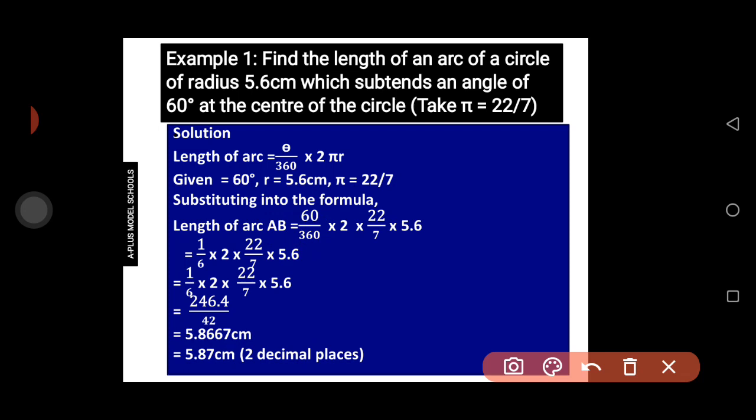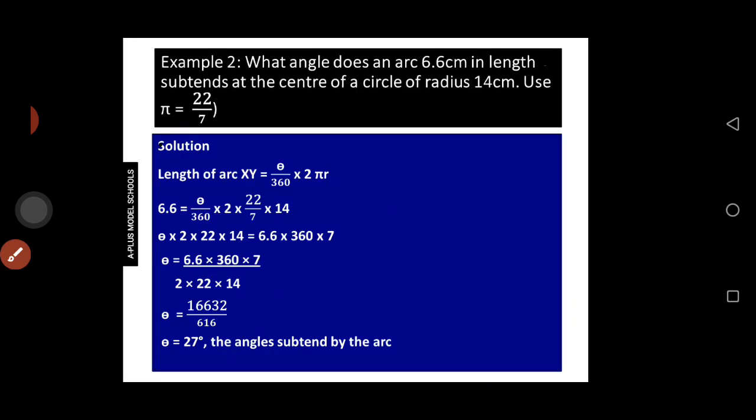So when you divide 246.4 by 42, you have 5.8667 centimeters. Then you approximate your answer to 2 decimal places, which is 5.87 centimeters. So the length of the arc is 5.87 centimeters. That's for example 1.